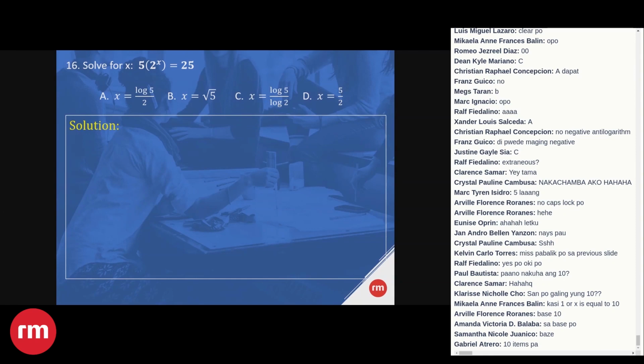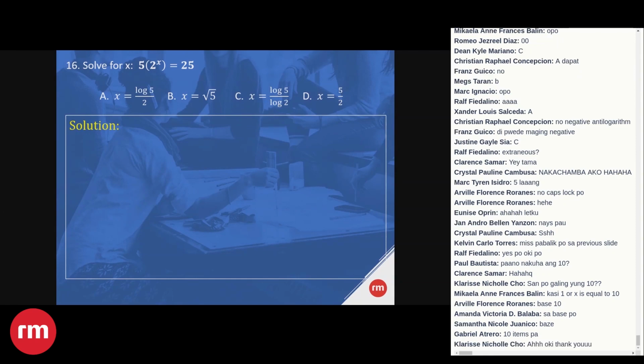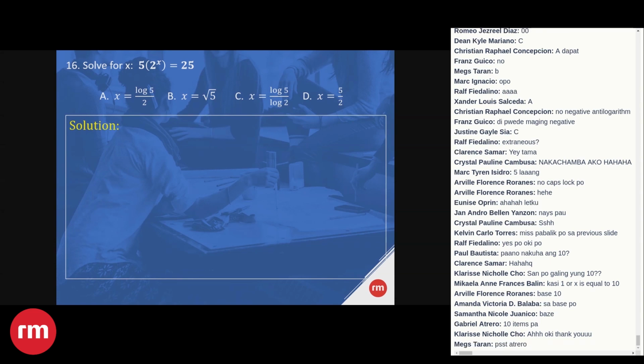Okay, here's number 16. We solve for x in the equation 5 times quantity 2 to the x equals 25. So the first thing that we need to do is to divide both sides of the equation by 5. So that would mean you have 2 to the x equals 5. So, ano yung value ng x?